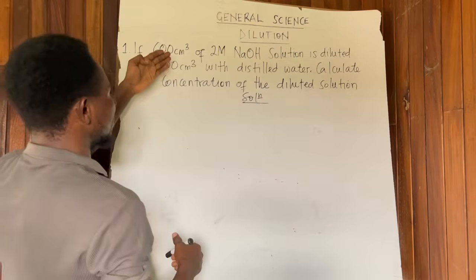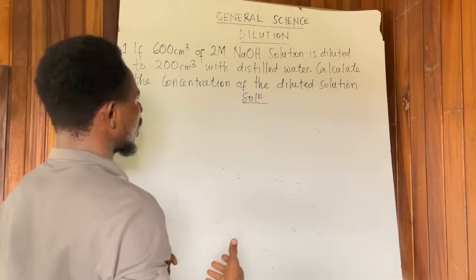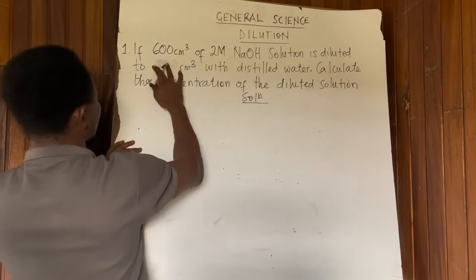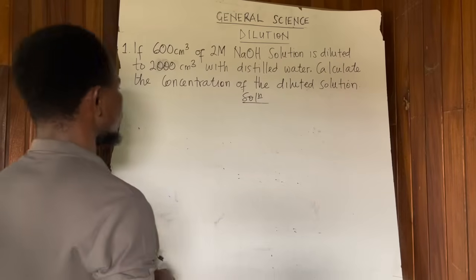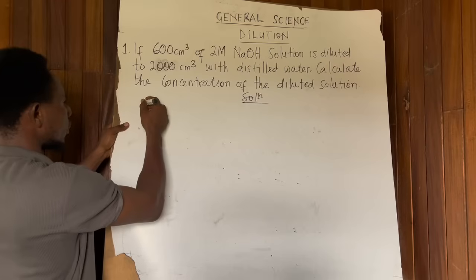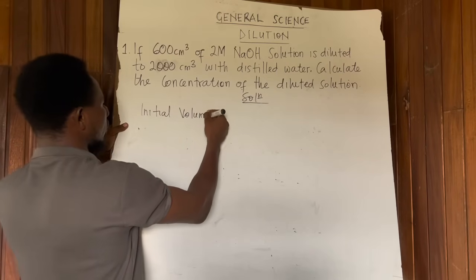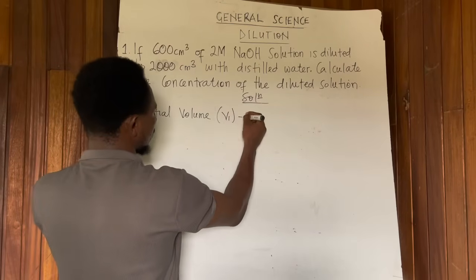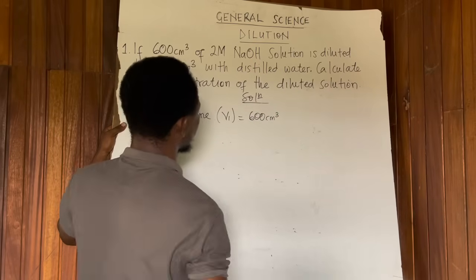If 600 centimeters cube of 2 molar sodium hydroxide, don't forget, they will give you your initial volume and your final volume. Sorry, here is 2000 centimeters cube. So let's write our parameters given in the question. Initial volume. Now, initial volume has a symbol of V1, which is 600 centimeters cube.